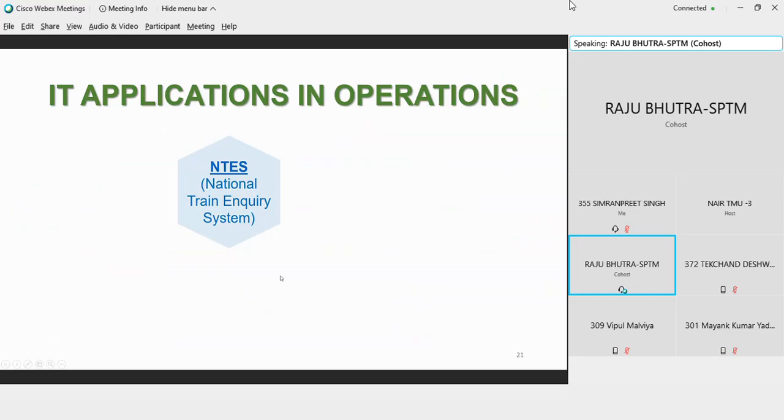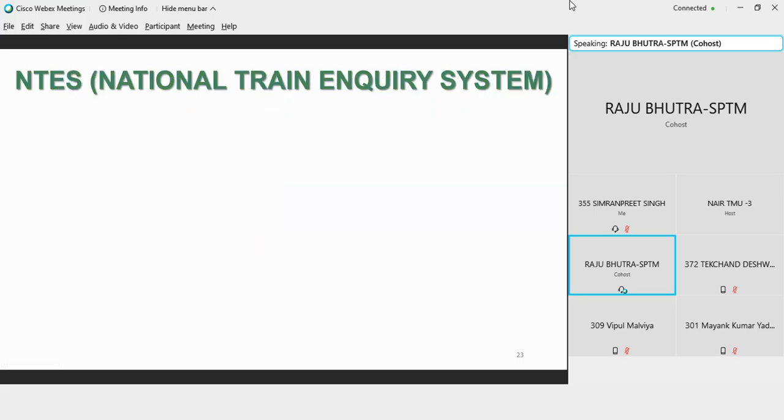Now let us discuss some of the IT applications which are used in operation. The first is the National Train Inquiry System or NTES. Must have heard about it.